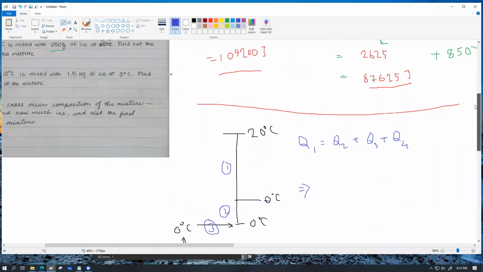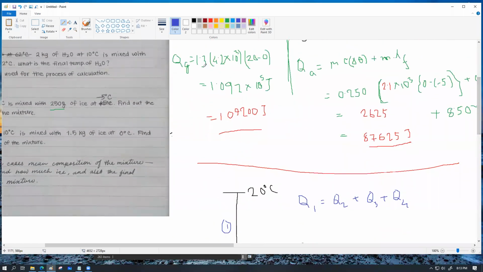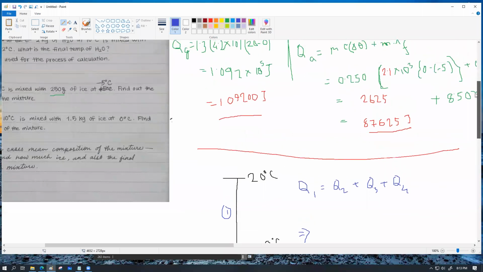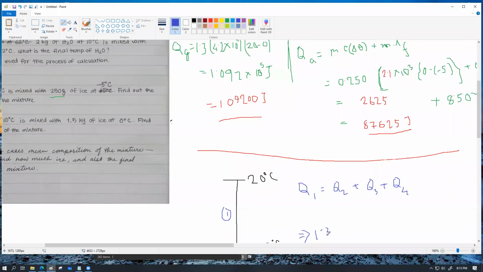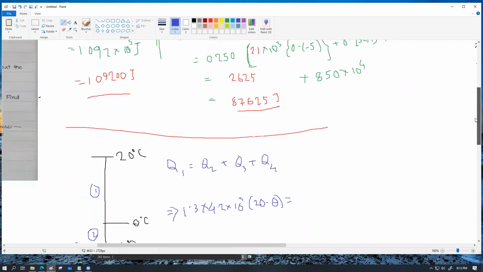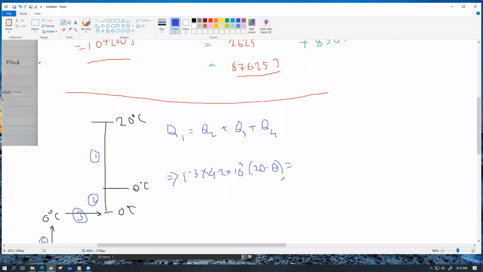How much was the mass of the hot water? The hot water was 1.3 kg. So I'm going to write this whole equation. This is going to be 1.3 into 4.2 into 10 to the power 3 into (20 minus theta), which should be equal to, now I do not know how much Q2 is, so I'm going to write Q2 in the form of the unknown.